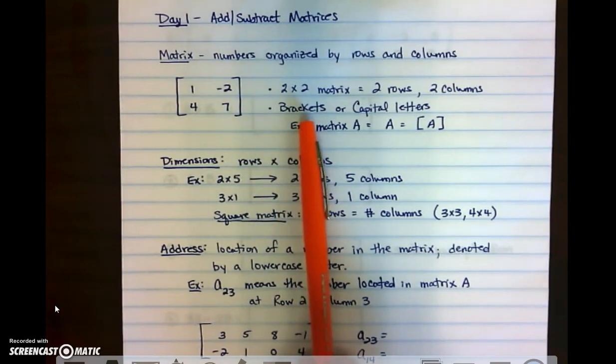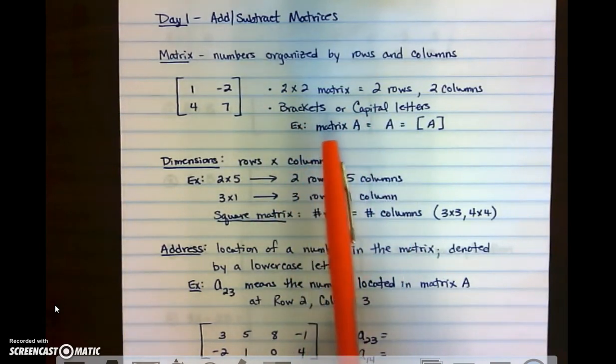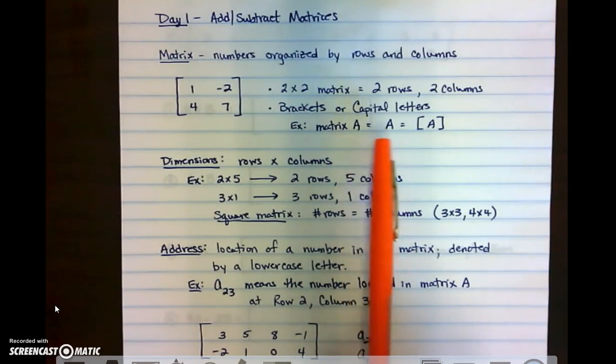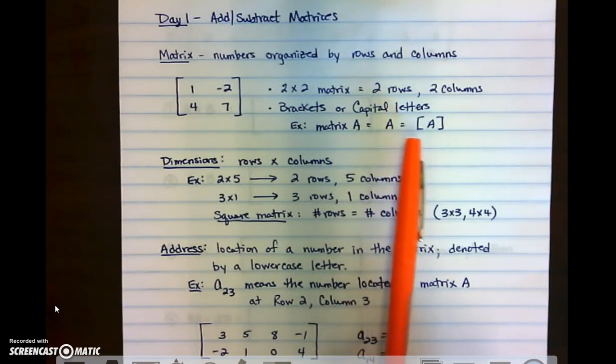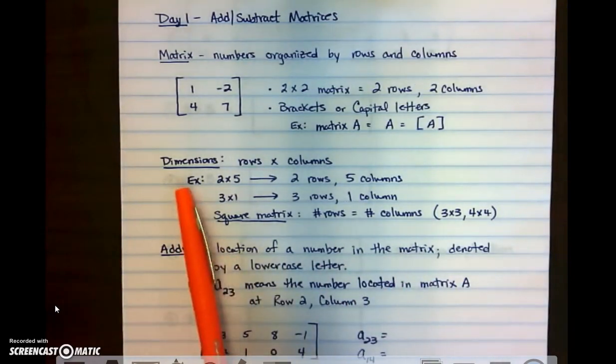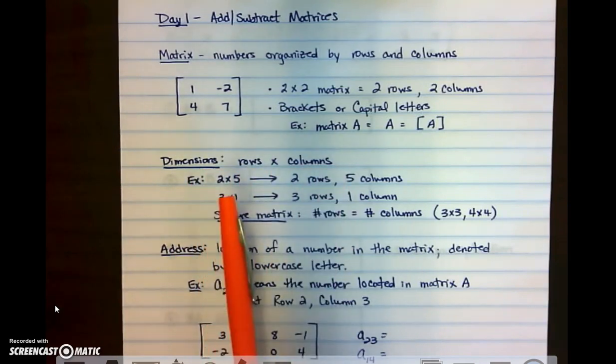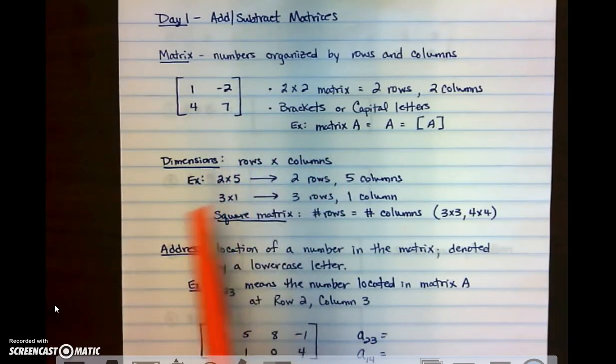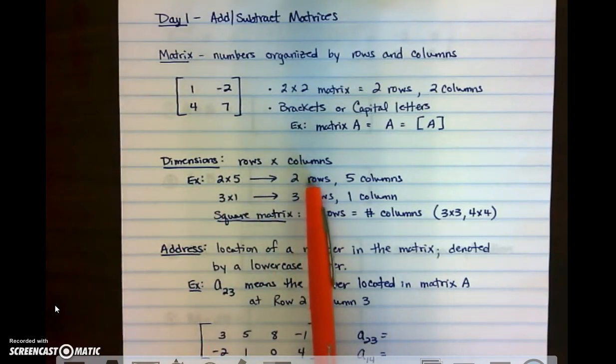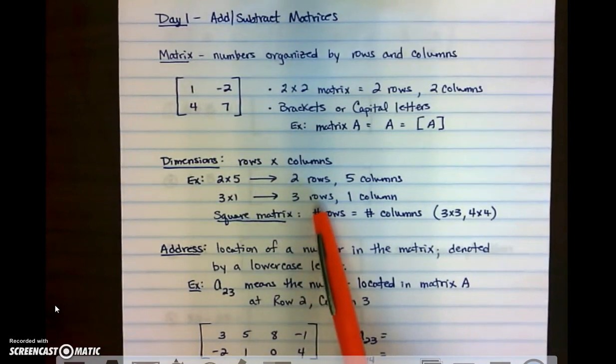Matrices can be represented using brackets or capital letters. For example, to represent matrix A, you may see it just listed as capital A, or you may see the capital A within brackets. Whenever we do matrices, we always list the dimensions as rows by columns. So when it says a 2 by 5, what that means is that the matrix has 2 rows and 5 columns. A 3 by 1 would have 3 rows and 1 column.